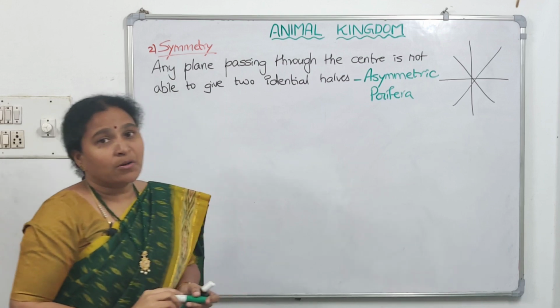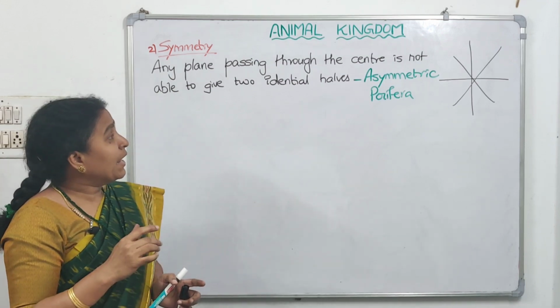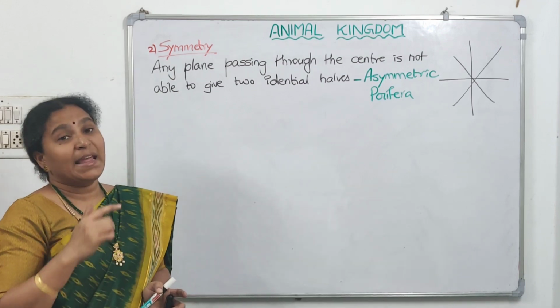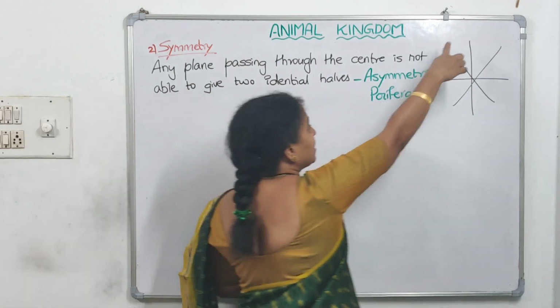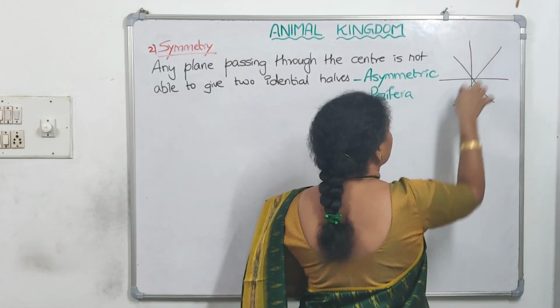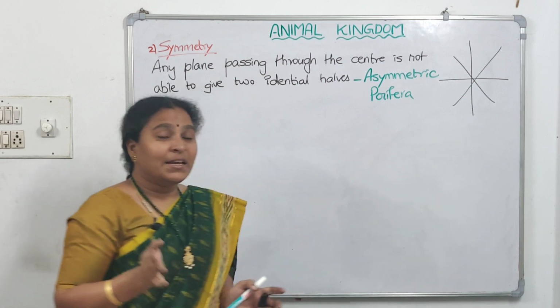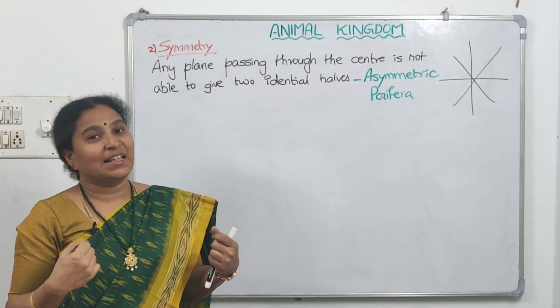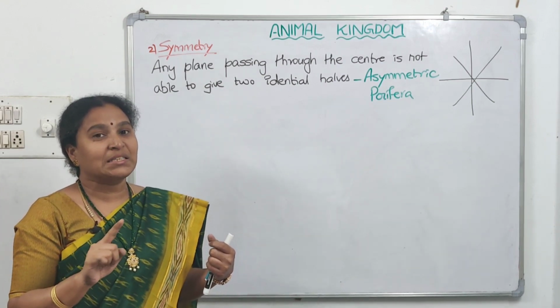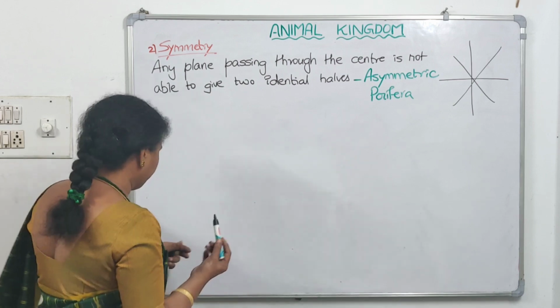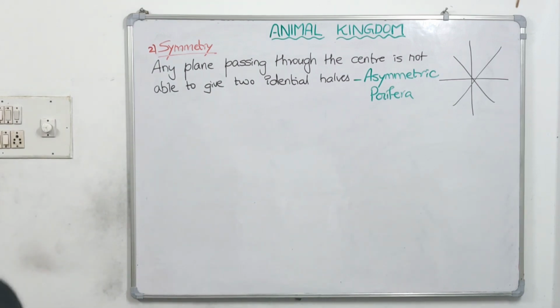Now, let's talk about symmetric. Any plane passing through the center, let it be this plane or this plane, this plane or this plane, passing through the center, if it is giving two identical halves, then that is symmetric. Which type of symmetry is that? Radially symmetric animals, right?